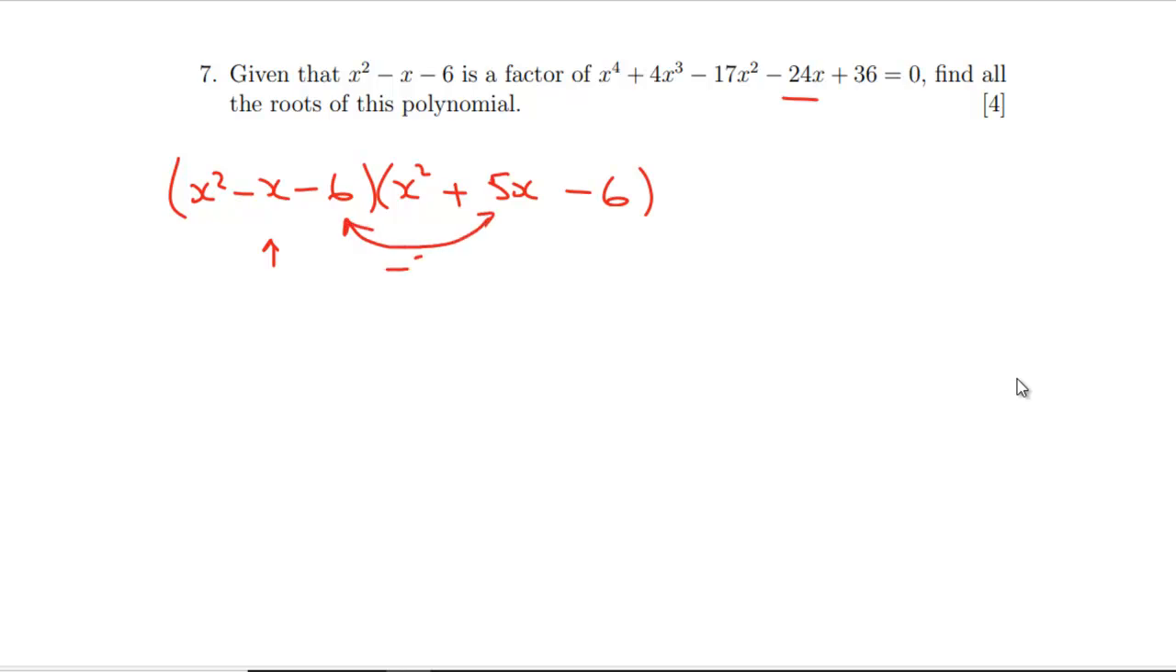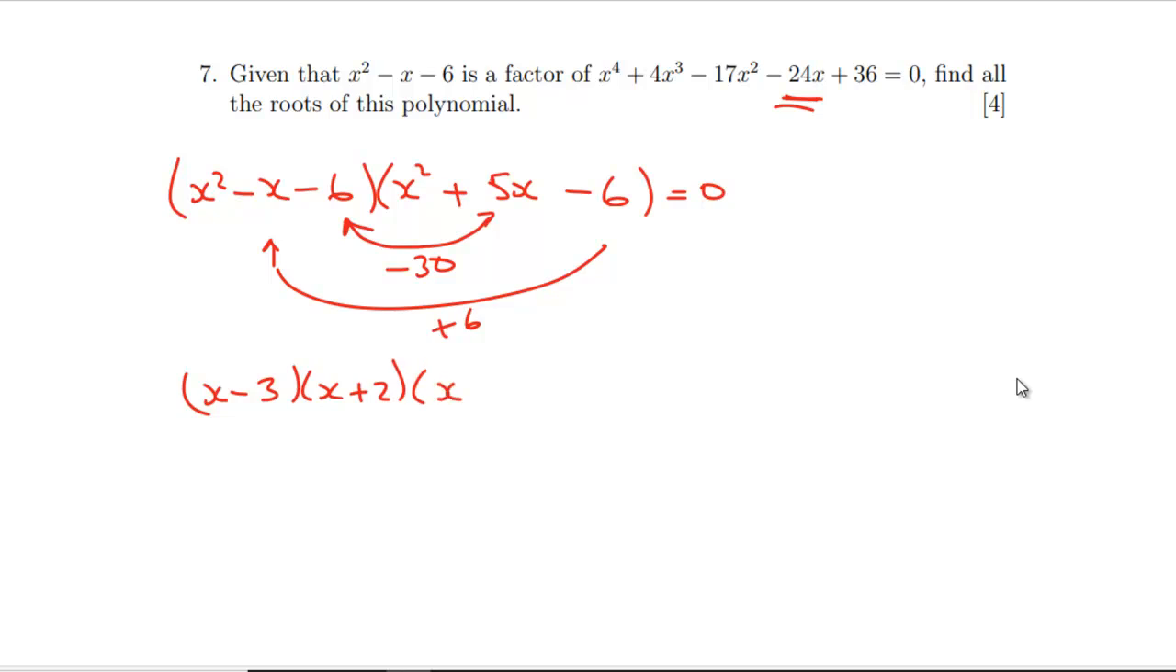That gives us minus 30. That gives us plus 6, which is the 24 that we've got there. Yeah, so that's nice. That equals 0. So let's factorize it all again. X minus 3, x plus 2, x plus 6, x minus 1 equals 0.